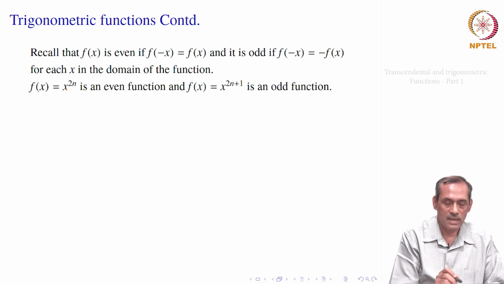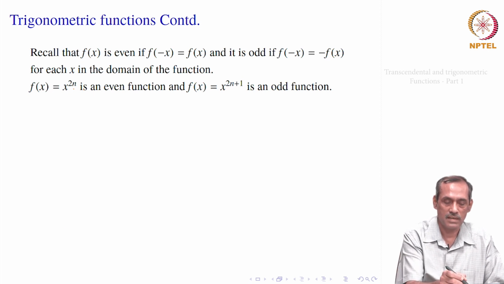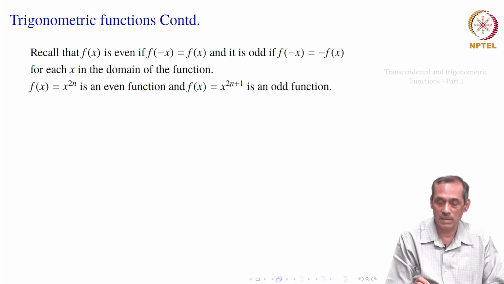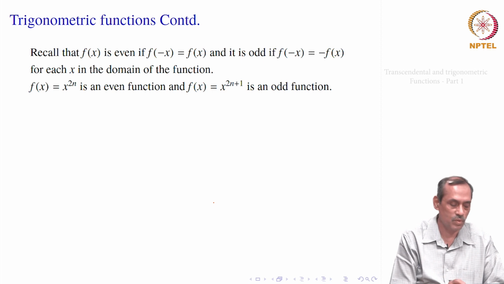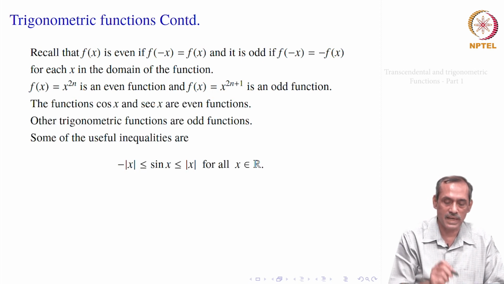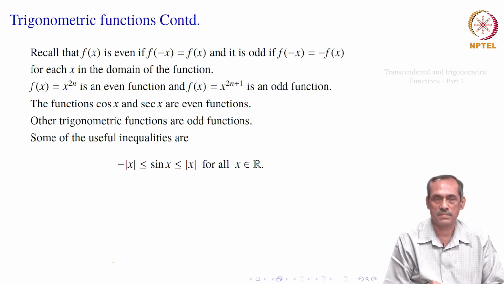Now, if you look at the power functions, algebraic functions which we discussed earlier, x to the power 2n when you take, n is an integer, that becomes an even function because x square is the same thing as minus x square and to the power n. But if you take x to the power 2n plus 1, then one minus sign is remaining. So, x to the power 2n plus 1 becomes an odd function. Similarly, secant x will become an even function, and all the other trigonometric functions are odd functions.